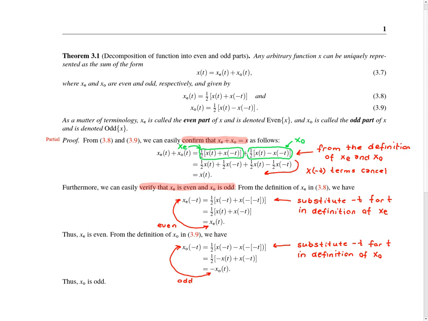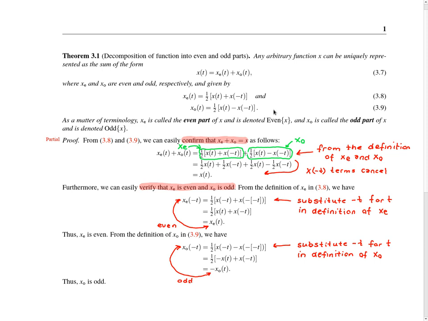In this example, what we have is the result from the earlier slide stated in the form of a theorem, that any arbitrary function x can be uniquely represented as a sum of an even function xe and an odd function xo, where xe and xo are given by these equations here. And what we want to do in this example is actually prove that this theorem is correct.